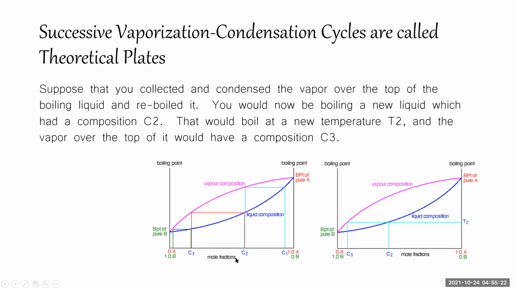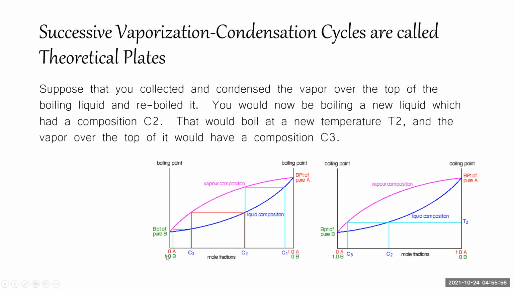So let's say you take the condensate that you got from that first distillation and you put it through another distillation cycle, another simple distillation, where you heat it up, allow it to get to its boiling point, condense the vapor above the liquid, find out that it's at composition 3 now, even more enriched in the lower boiling component. And then you do that again. So you take the condensate and resubject it to another simple distillation. You get the idea.